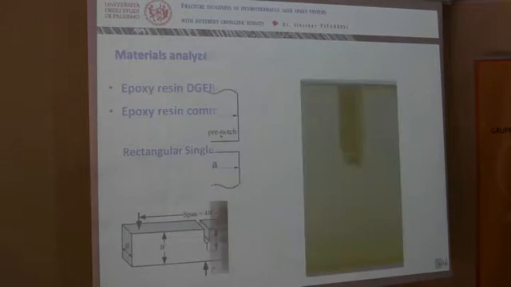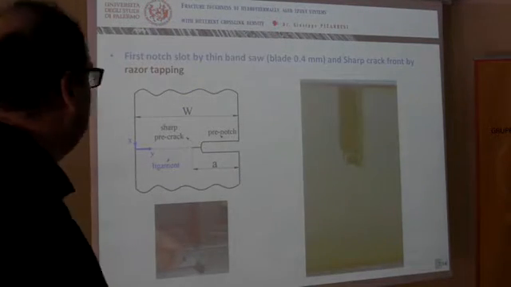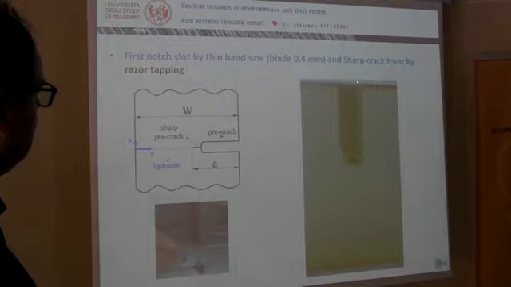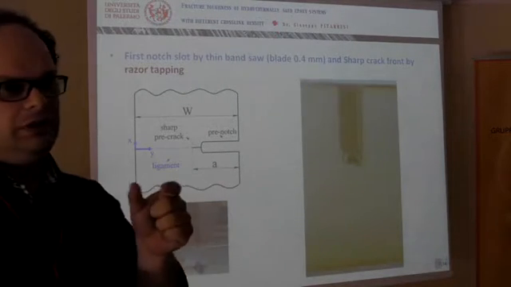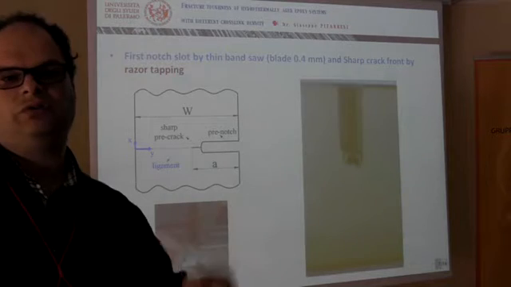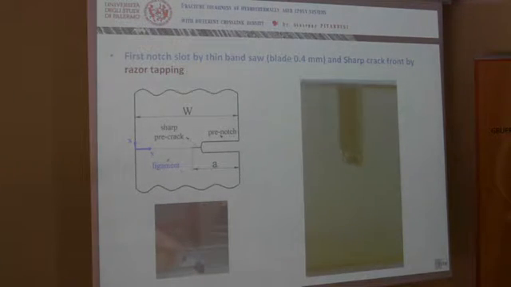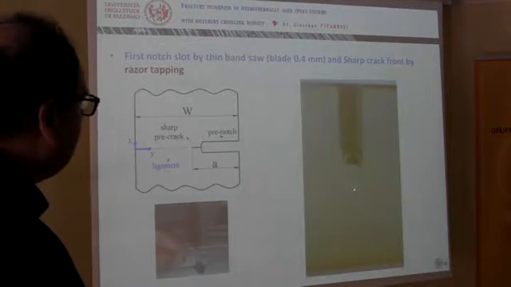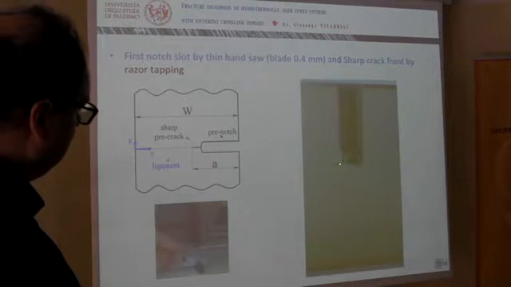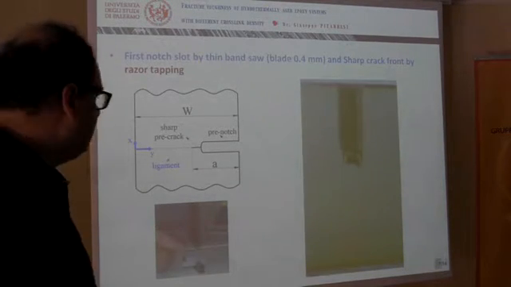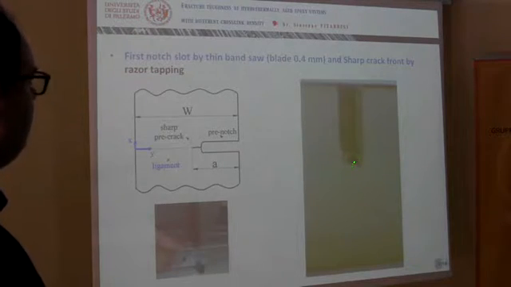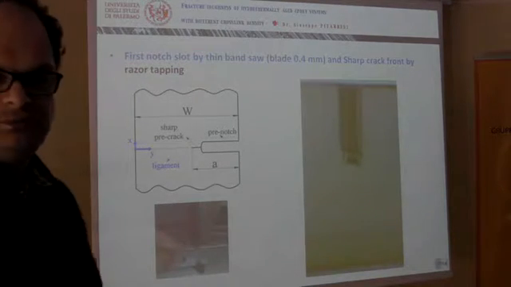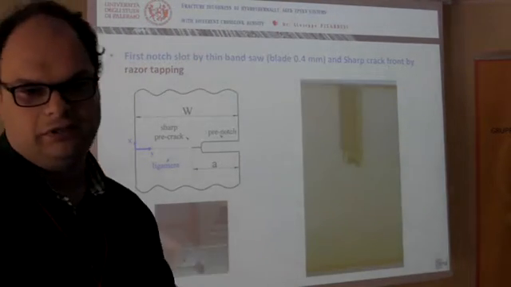And also, a key factor in preparing these samples is the preparation of the crack. The crack is prepared by machining a notch with a very thin band saw with a diamond blade. And at the root of the notch, we introduce by razor tapping a sharp crack. You can see the front of the crack because the material is transparent. And usually the length of this sharp crack should be at least twice the width of the notch in order to have a singular stress field effect.